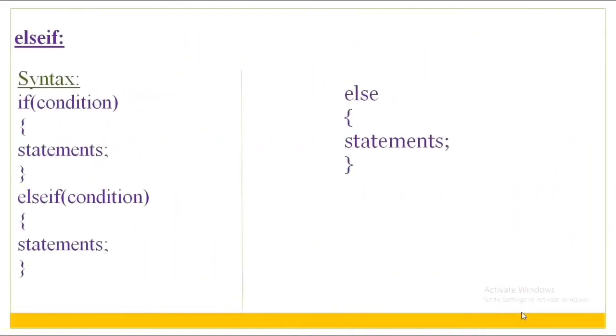Next, the else if statement. All these statements execute the code only when the given condition is satisfied. Okay, the syntax is: if condition open, statements, close. Next, else if condition open, write the statements. Next, close the else if statement. Next, else block open and write the block of statements. Next, else block is closed. Okay, this is the else if statement syntax.